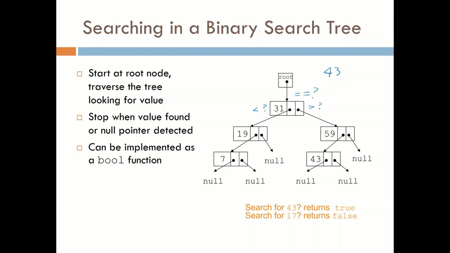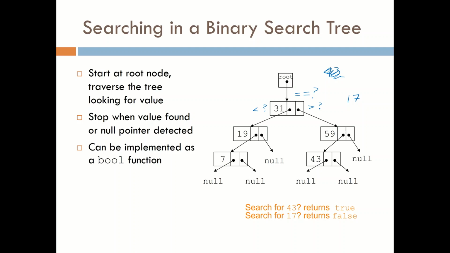We ask whether 59 is the value, whether 43 is the value at the node, and it is not. So then we ask, is 43 less than the value at the node? It is. So we travel to this particular node and we ask, is this 43 the value that I'm looking for? And it is. So in this case, we will return true. Okay. Now let's say that we're going to look for the value 17.